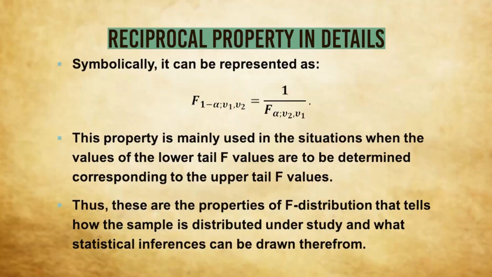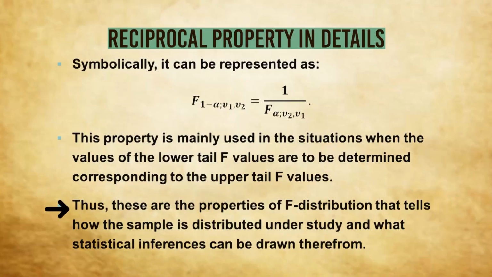In T distribution just now, we talked about upper alpha point and lower alpha point. Similarly, in F distribution, we can have upper alpha point and lower alpha point. So this property will enable us to express the lower alpha point in terms of the upper alpha point. Only the degrees of freedom will get interchanged and the thing will be taken in reciprocal. So that is why it is called the reciprocal property of F distribution. Now, this property is mainly used in situations when the lower tail F values are to be determined corresponding to the upper tail F values. So that means lower tail F values are to be obtained in terms of the upper tail F values. Then this property comes very handy.